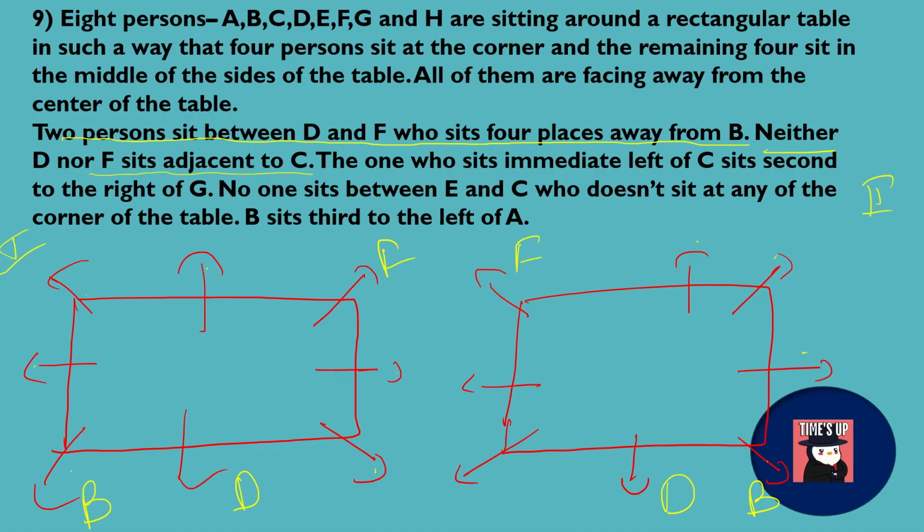Neither D nor F sits adjacent to C. So C can't come here. C cannot be here, neither can C be here, because it is not adjacent to D nor F, they have said. In the second possibility case, here C cannot be and here C cannot be. Here also C cannot be, right? Next, the one who sits immediate left of C sits second to the right of G.